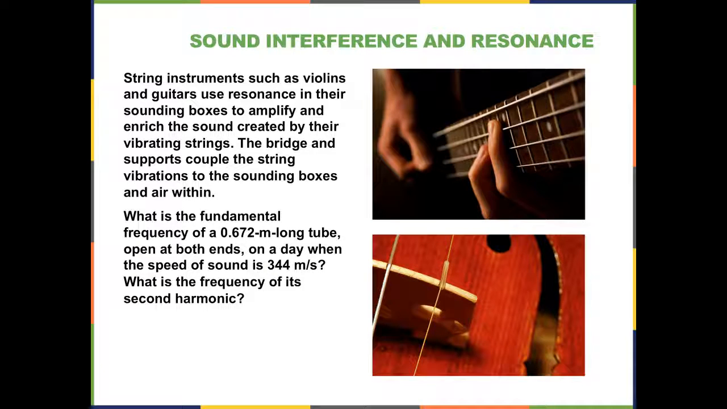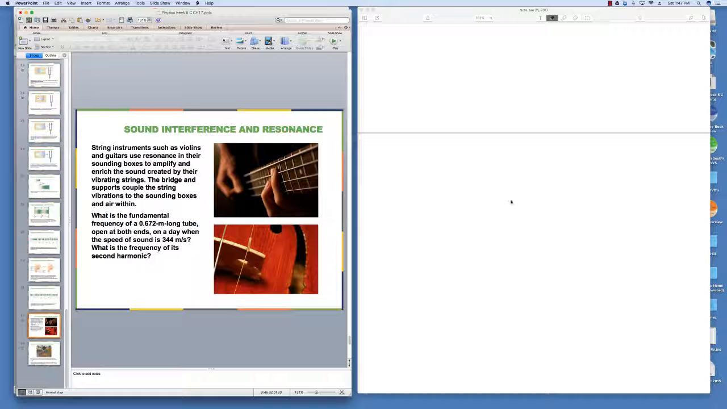So here's a problem we can work. What is the fundamental frequency of a 0.672 meter long tube open at both ends? Important: on a day when the speed of sound is 344. What is the frequency of its second harmonic, or its second overtone? So let's take a look at that.